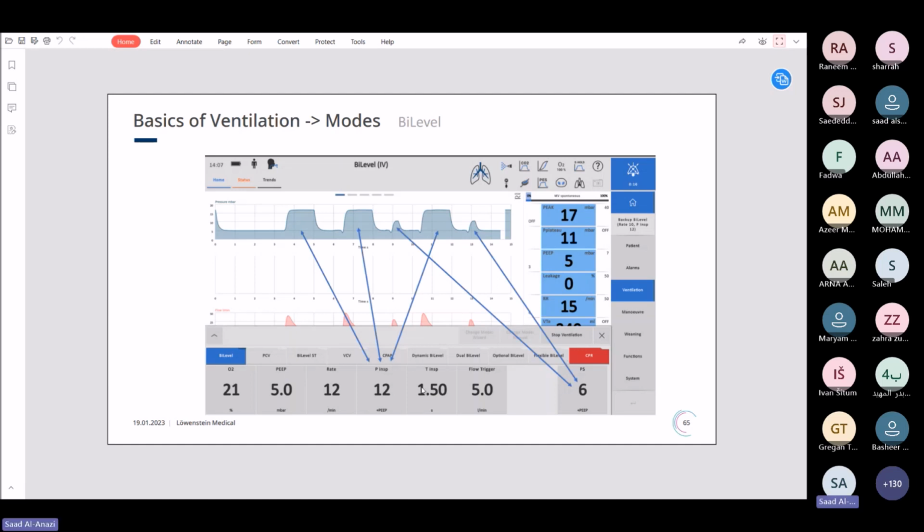As you see here, in bi-level mode, you can select the pressure high and the pressure PEEP, and you can select the trigger, plus we have the pressure support for the spontaneously breathing.